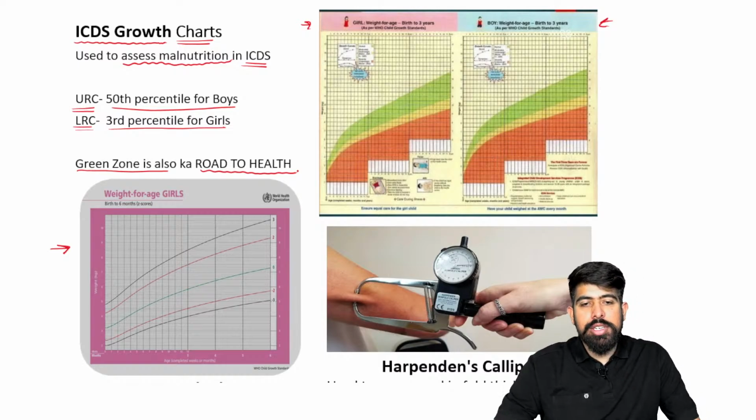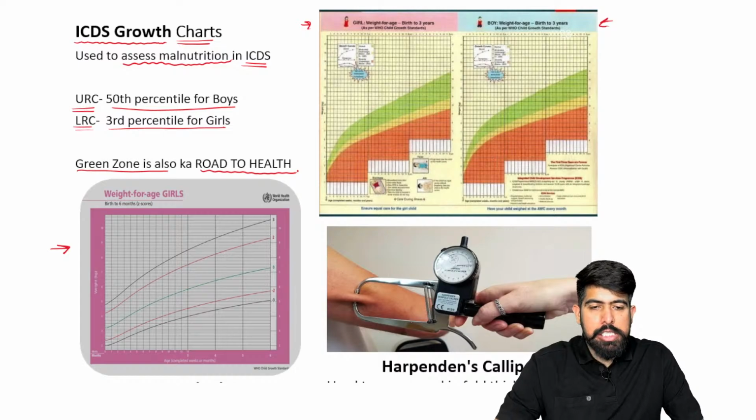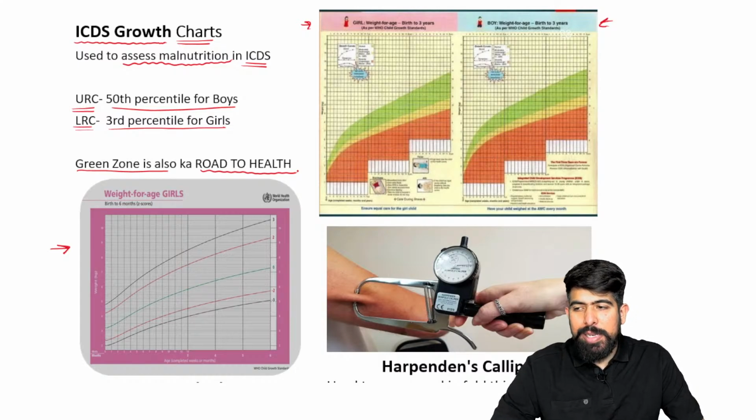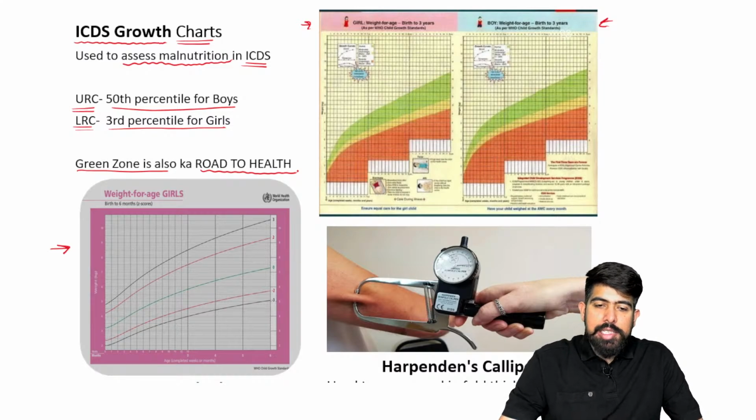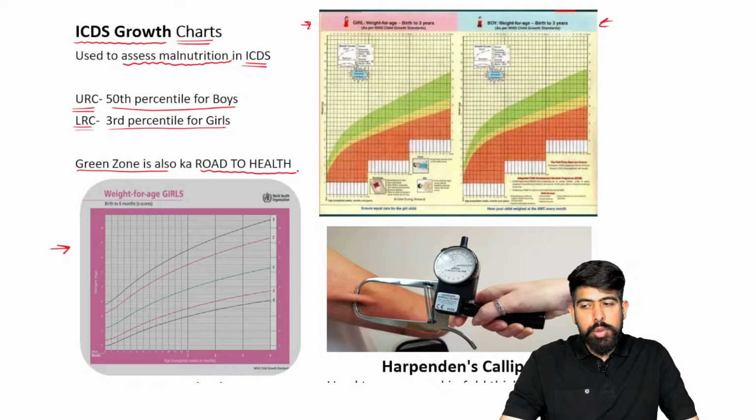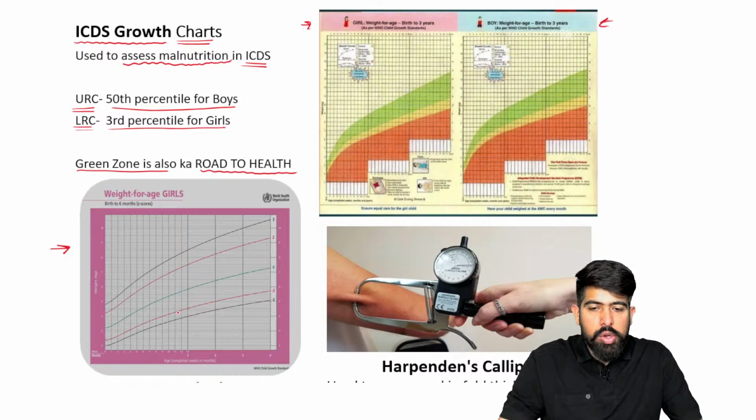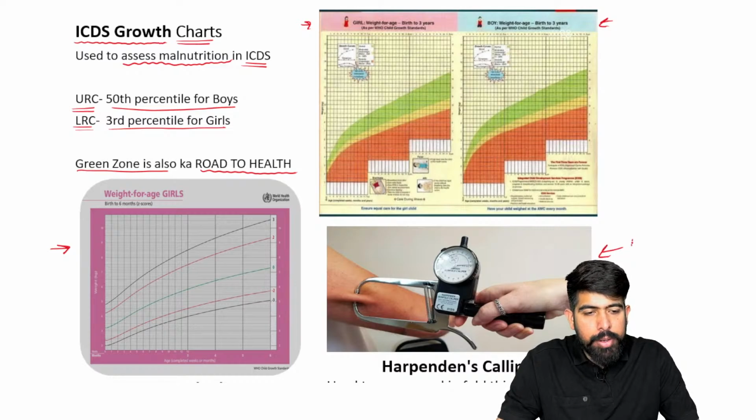And with this we are assessing malnourishment, right? Malnutrition. So we are using it for malnutrition only, right? There are two charts which are very important. By the image, you have to identify this growth chart. Okay, all right. The next is a very important image.